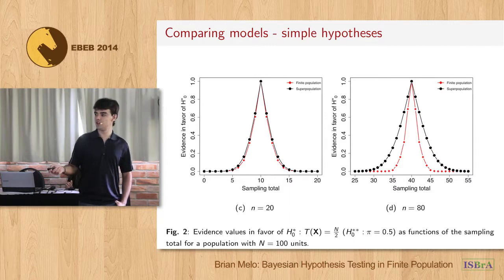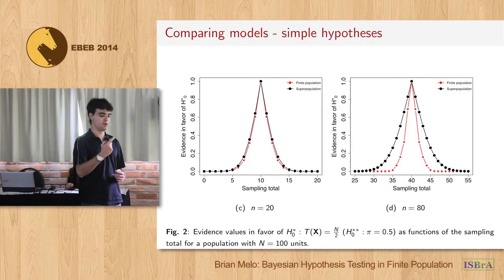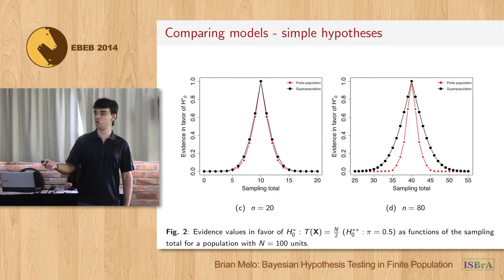We also note in both cases that the finite population curve, let's say, increases and decreases much faster than in the superpopulation model, which means that when we increase the sampling total by 1 unit, the finite population model is bringing more information for us than the superpopulation one.